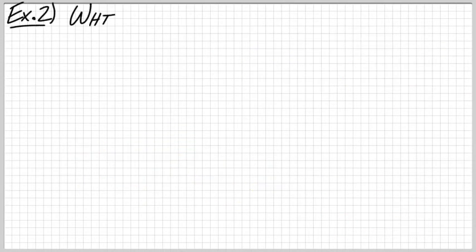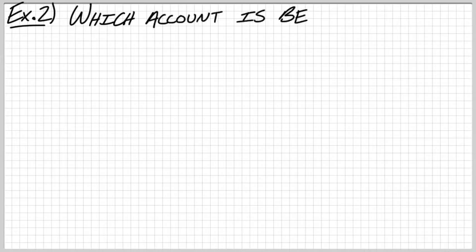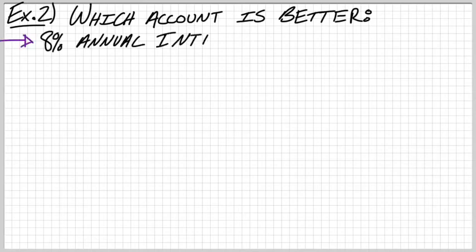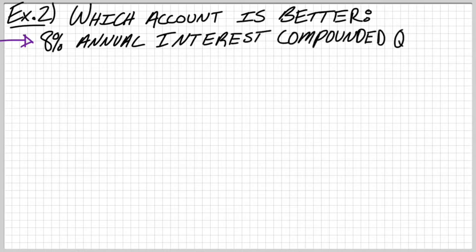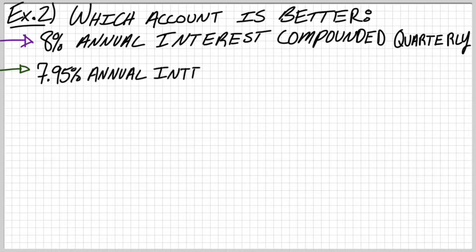All right, second example. Which account is better? I'm going to give you 2 accounts. They both have different interest rates, and they're compounded differently. I want to know which is better, and obviously we have to prove which one's better. The first one gets 8% annual interest, and it's compounded quarterly. Not a bad investment option. The second one gets 7.95% annual interest, but it's compounded continuously.